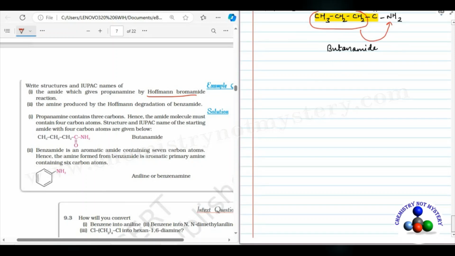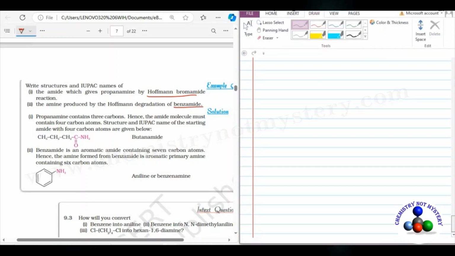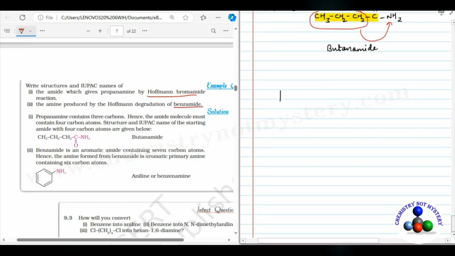Now come to the next question. The amine produced by Hoffmann degradation of benzamide. So here you have to draw the structure of the amine that can be prepared by Hoffmann degradation of benzamide. So let's draw the structure of benzamide. Benzamide is benzene, here this is C double bond O, NH2. So this is the structure of benzamide.